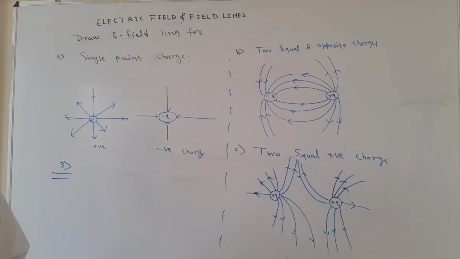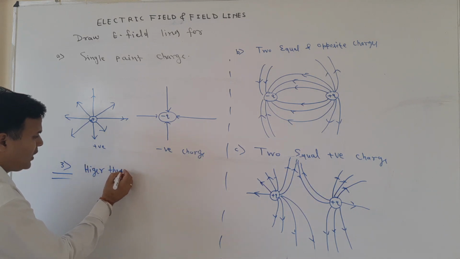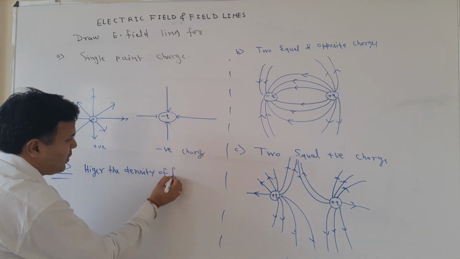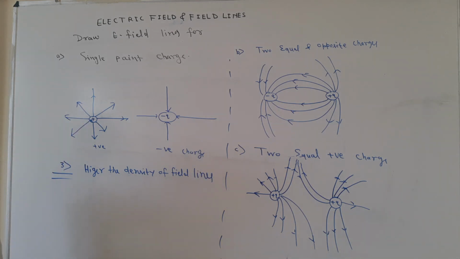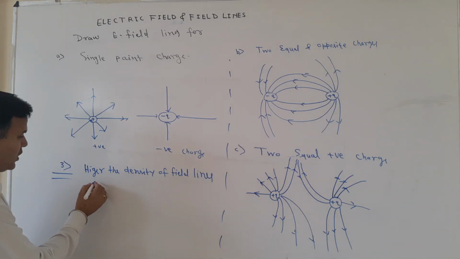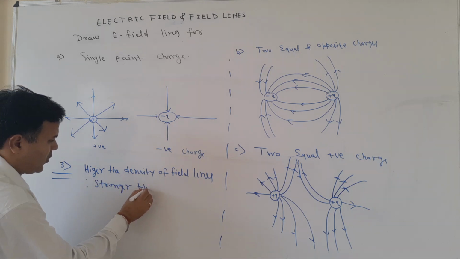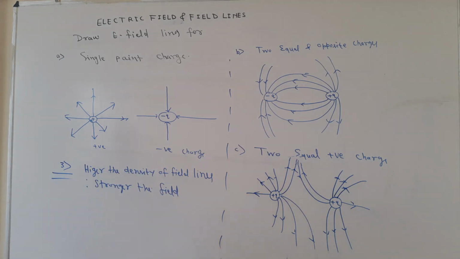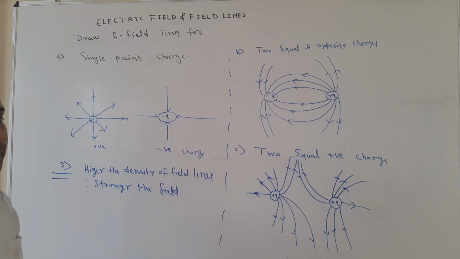The higher the density of field lines, the stronger the field. Stronger the field strength. So it's all about what an electric field is and what the electric field lines are.